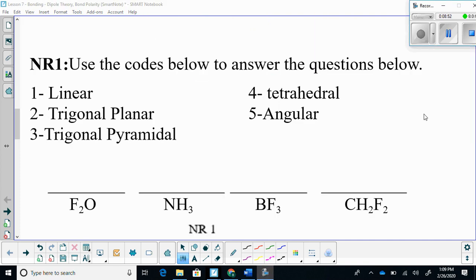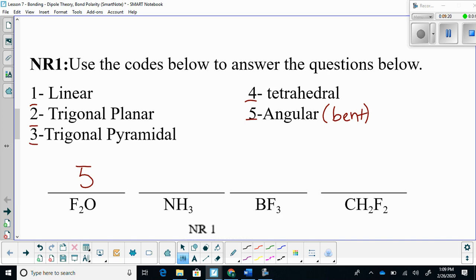Okay, so here we have a typical numeric response question that we may see on a test. We have our codes here that are emphasizing what shape a molecule is making. So I'm just going to give you the answer if you want to take a moment to do it. This one is going to be angular or bent. Okay, please know that these have alternate names. You should know both of them.